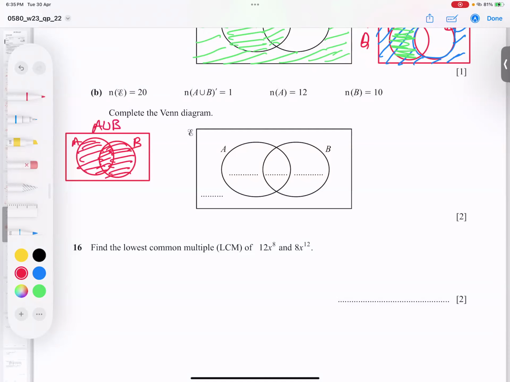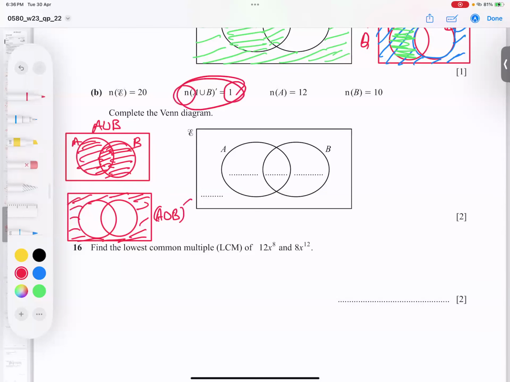But if I say, no, I don't need this, I need the complement of it. So it means, students, I will not take this one. I will take the outer part. This is called complement. So I'm writing it here, A union B whole complement. So this is actually 1. Number of members is 1. I will write 1 outside. I believe you got my point.